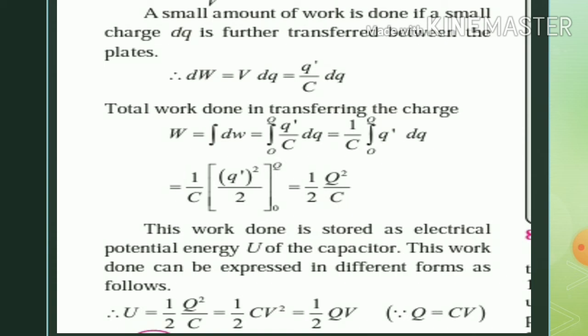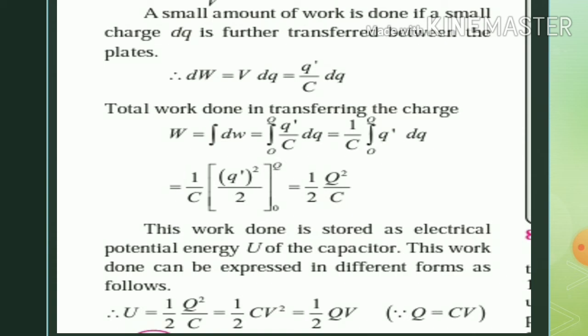Here we know the rule of integration: integration of x raised to 1, or x into dx, equals x raised to 1 plus 1 divided by 1 plus 1, means x square upon 2. This formula of integration is used in simplifying this equation.